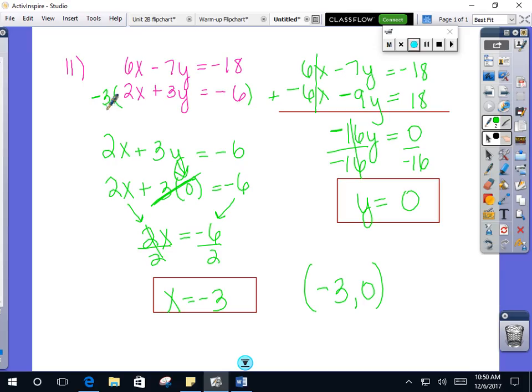Now, were you talking about up here? Yeah, for these to be able to cross out, I needed this to be a negative 6. So to make a 2 a negative 6, you just multiply it by negative 3.